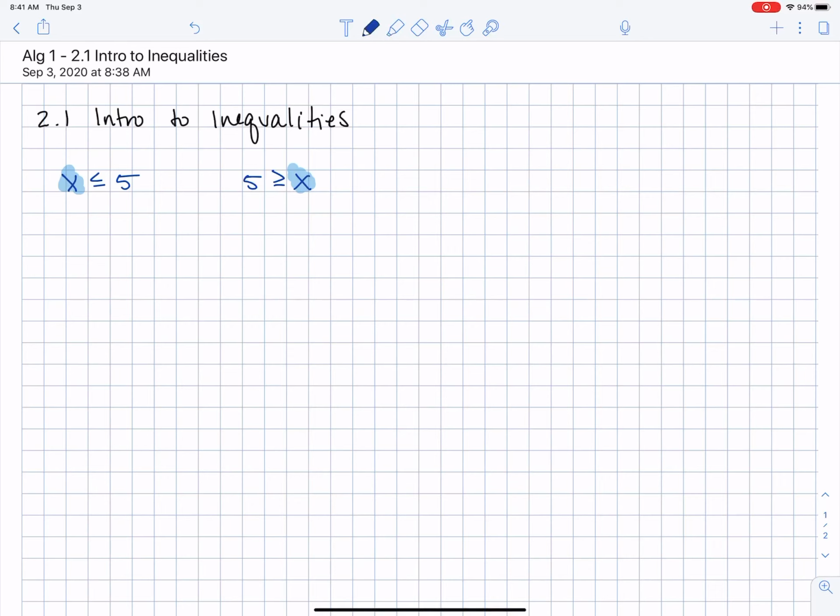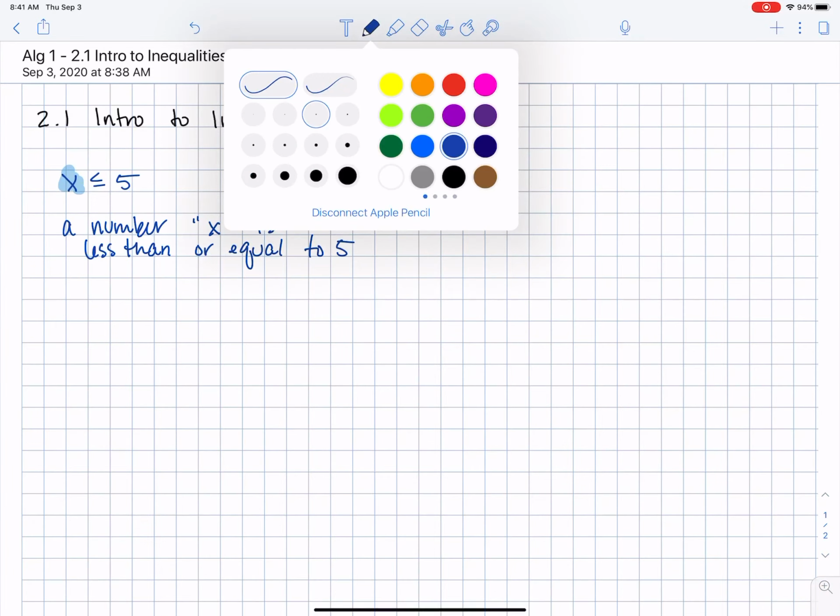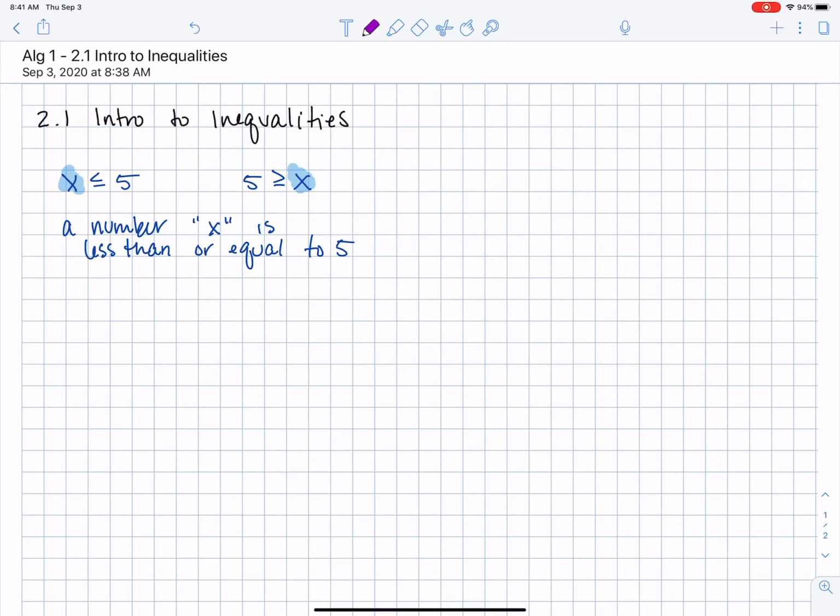So these both say a number x is less than or equal to 5. And that little equal sign is because of that little bar, right?